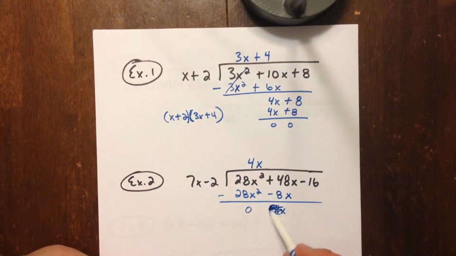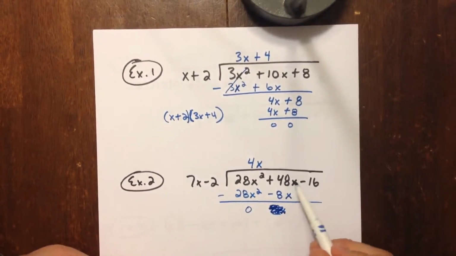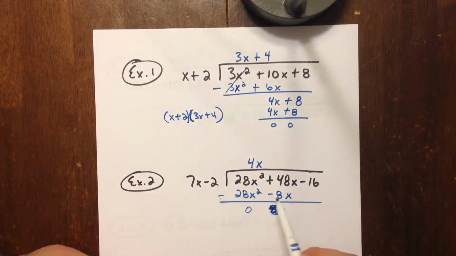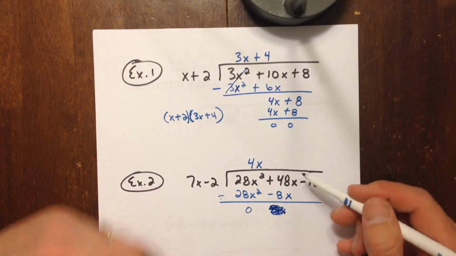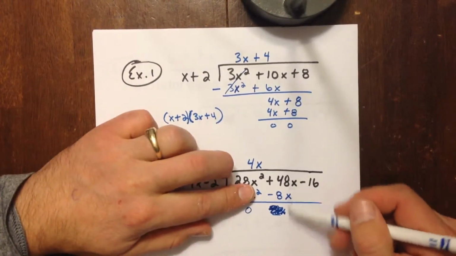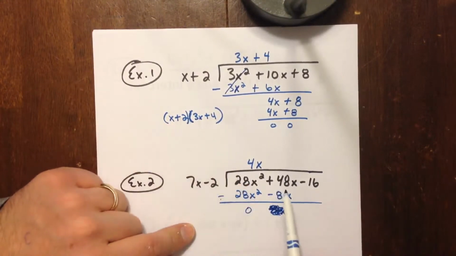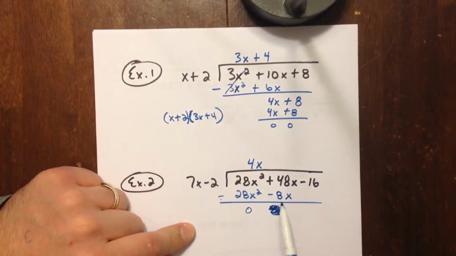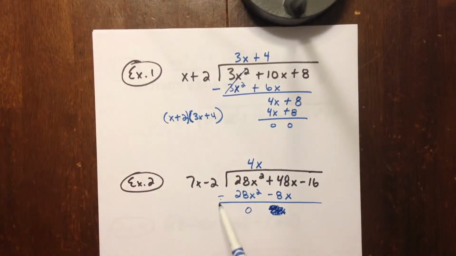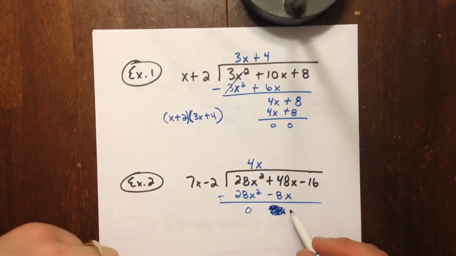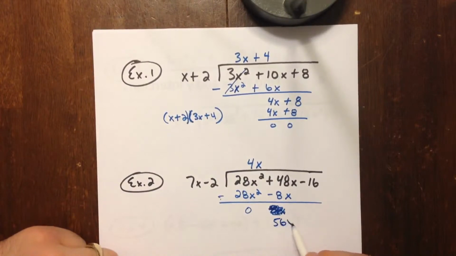Now this is where you've got to be a little careful here, because it's 48x minus a negative 8. So don't just add these. That's not 40. You're not subtracting those two, you're subtracting 48 minus 8. So that's actually a double negative that makes a positive. So that becomes 56x.